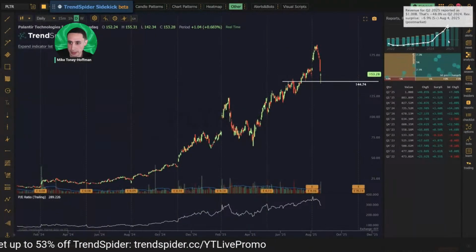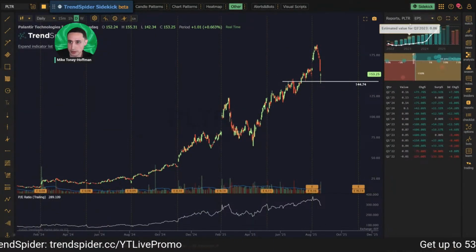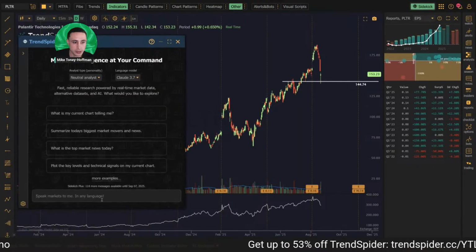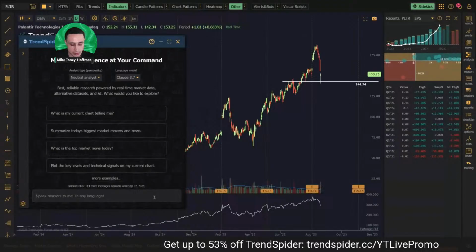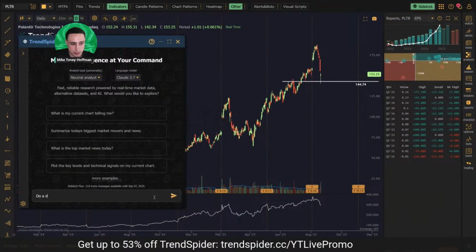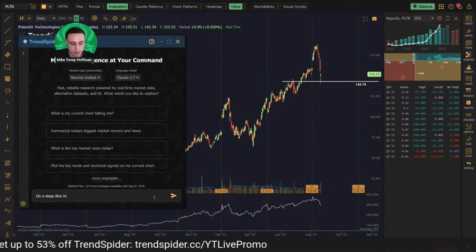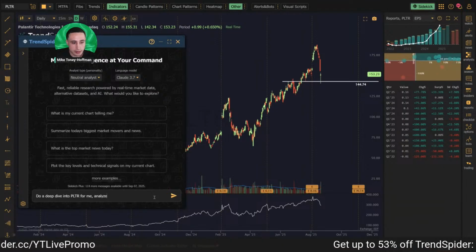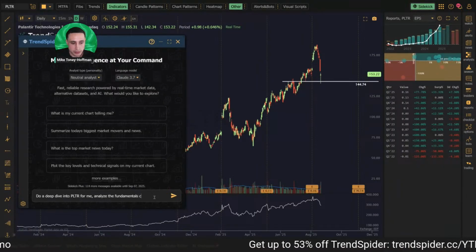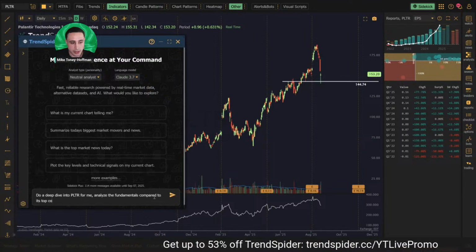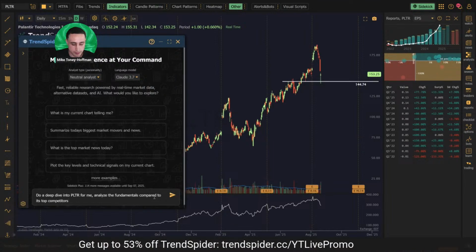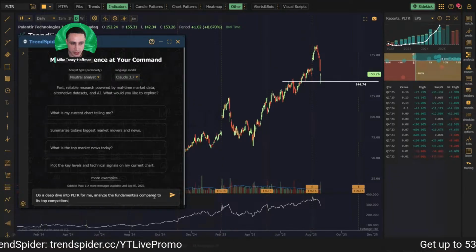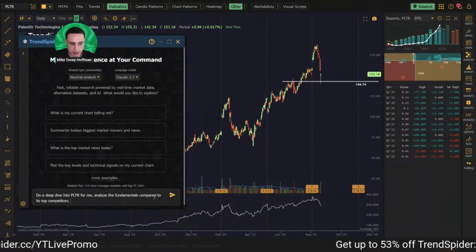Because of the excellent revenue growth, it just continues to smash earnings. Let me go ahead and pull up Sidekick again. Do a deep dive into Palantir for me. Analyze the fundamentals compared to its top competitors. And it's going to automatically pull the top competitors for me. One of the most awesome things about this is it does a lot of the work for you.